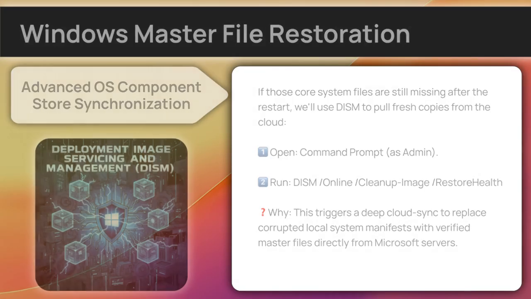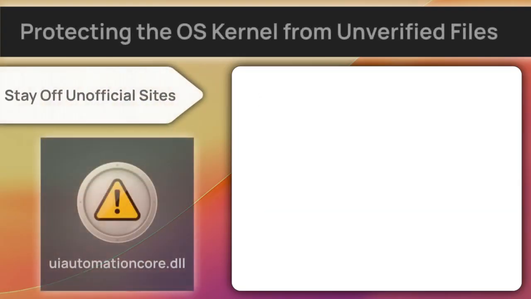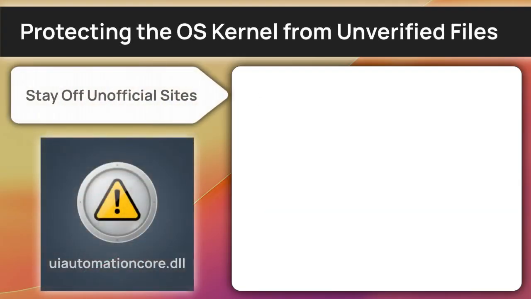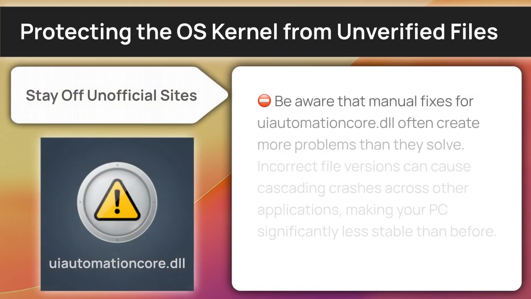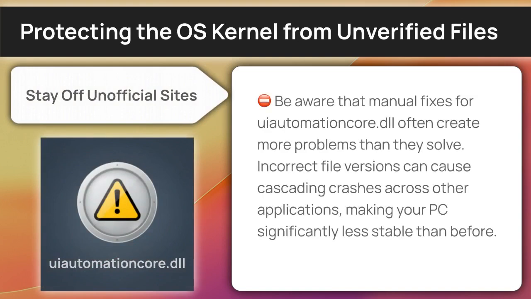To prevent any secondary issues, I recommend a cautious approach to downloading individual system files. Remember that Uiautomationcore.dll operates within a complex software ecosystem. Modifying it manually without updating its linked dependencies can lead to permanent environment errors.